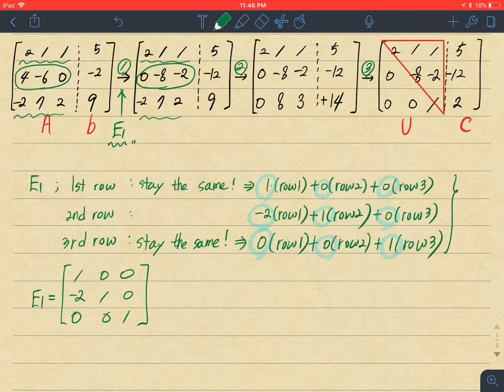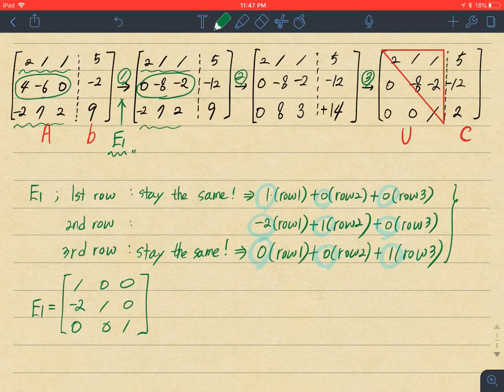If you multiply this elementary matrix, you should multiply E1 in front of a matrix, not behind the matrix. For example, you have to multiply E1 in front of some matrix, okay? That way it does the row operation. If you multiply E1 behind the matrix, it doesn't do a row operation. Actually, it does a column operation, right? So make sure you multiply the elementary matrix in front of a matrix.